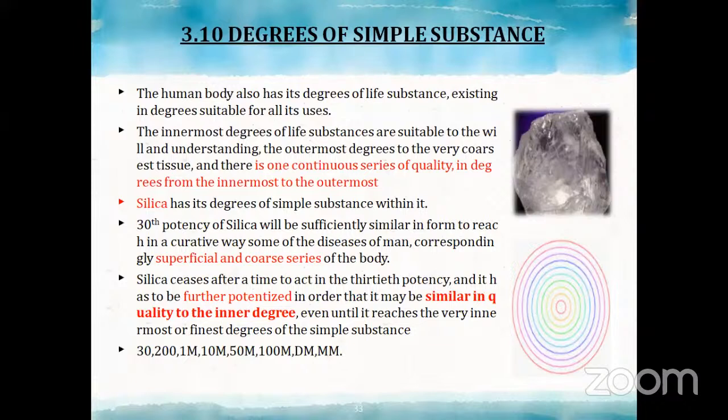So Kent says that the inner core is the will and understanding. And outside, when it comes to the outermost layer of the circle, it will be the coarsest tissues of our body. And in each area, from the inner core up to the outer core, the qualities will be in certain degrees. In the inner core it will be highly dynamic, and when coming out to the outer cores, the degrees will differ.